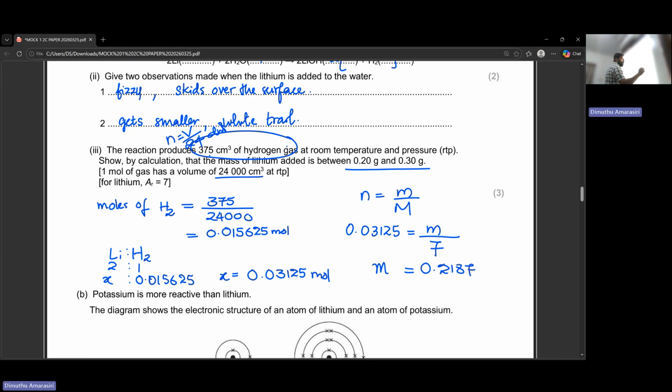My gut feeling gives better answers than your calculated answer. 287. Right? Okay. So the mass is in between 0.2 to 0.3. So 1 mark for the moles of hydrogen, 1 mark for moles of lithium, 1 mark for the mass.